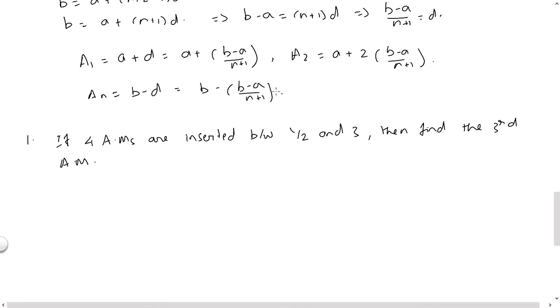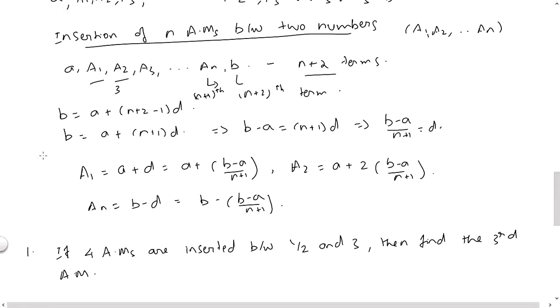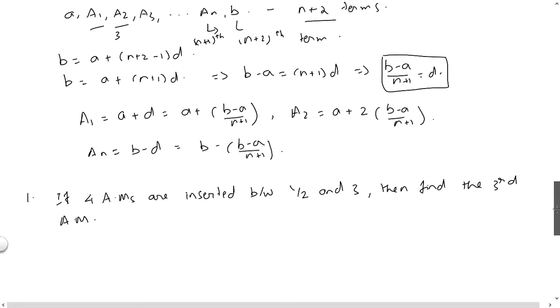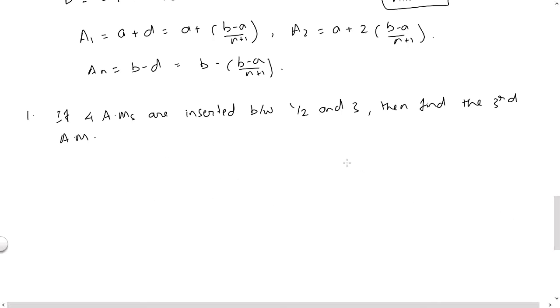So you can either remember this formula, the formula for the common difference of the resulting arithmetic progression when we insert n arithmetic means, which is D is equal to (B minus A) by (n plus 1), or alternatively you can just work it out the same way we have derived the formula. When we insert 4 arithmetic means between half and 3, we will get an arithmetic progression with 4 plus 2, 6 terms. So they will be half, A1, A2, A3, A4 and 3.